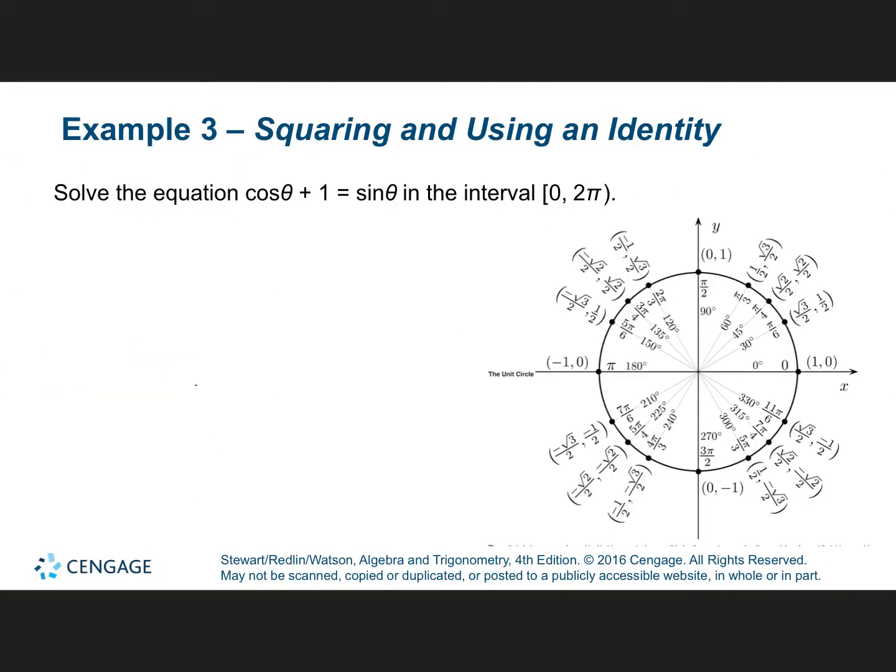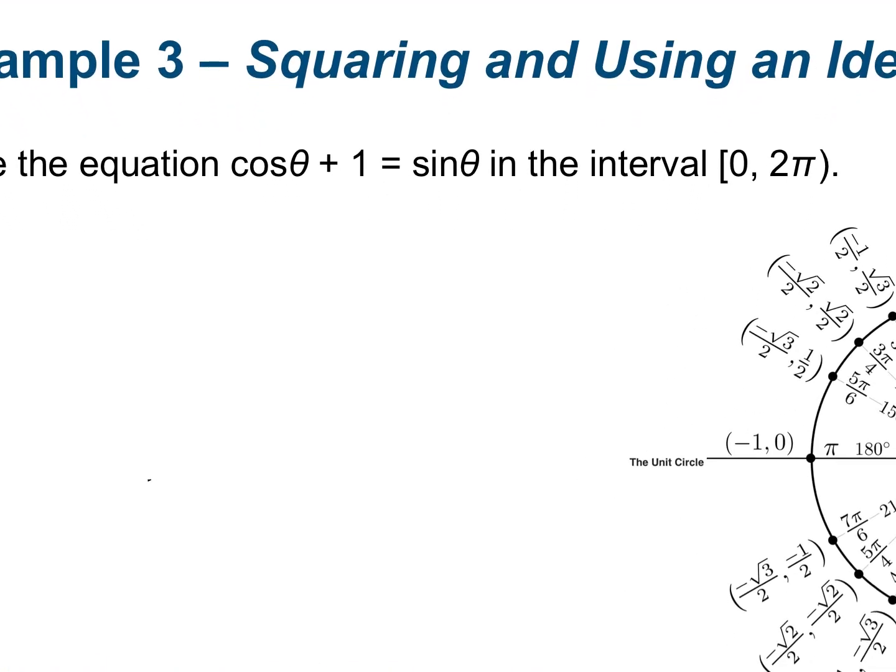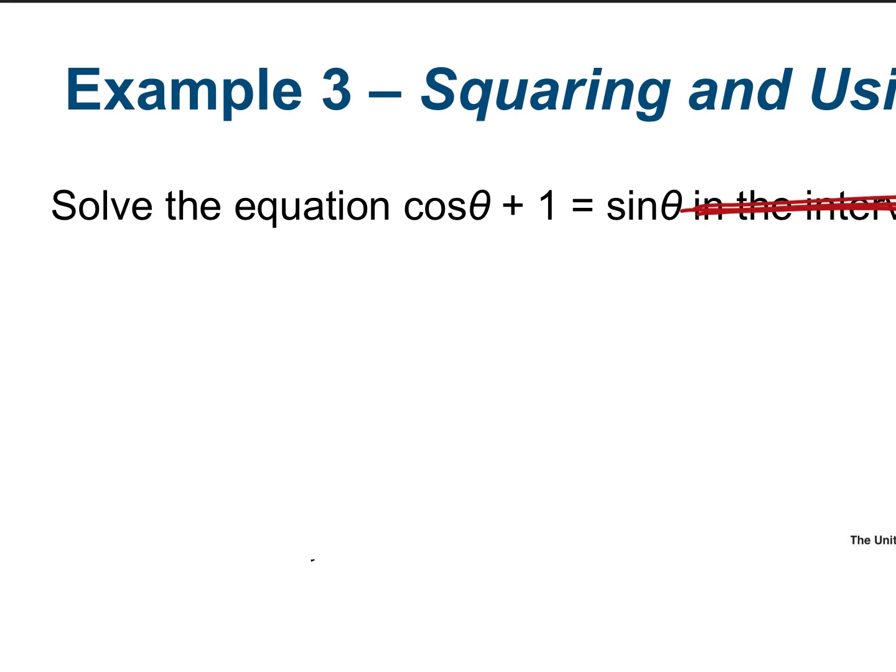Our next example, we have cosine theta plus 1 is equal to sine theta. Don't worry about the interval. So that part you can actually cross out. So you can cross out the interval. Don't worry about that. Just solve it. So we're working with cosine theta plus 1 is equal to sine theta. You can't do anything with this other than square both sides.